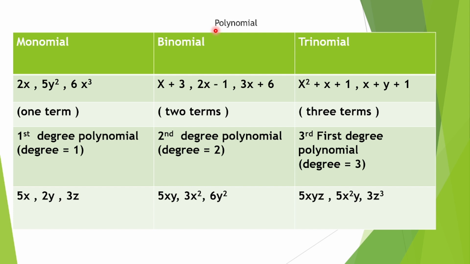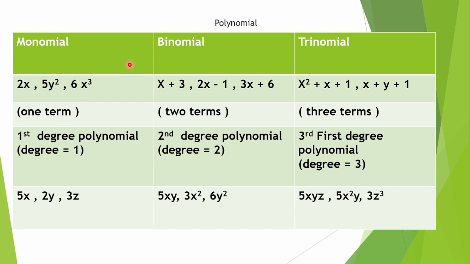Polynomials can be further classified into monomial, binomial, and trinomial. So what are these terms? If there is one term like 2x, this is called a monomial. This particular type of polynomial is called a monomial. And 5y square is also a single term, and 6x cubed is also a single term. So in a polynomial, if there is only one term, this particular type of polynomial is called a monomial.